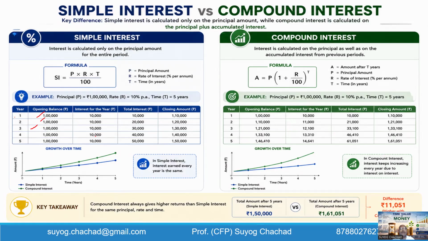So total interest calculated using the simple interest formula for 5 years is just 50,000. That is 10,000 rupees per year into 5. So 50,000. However, in compound interest, what is happening?